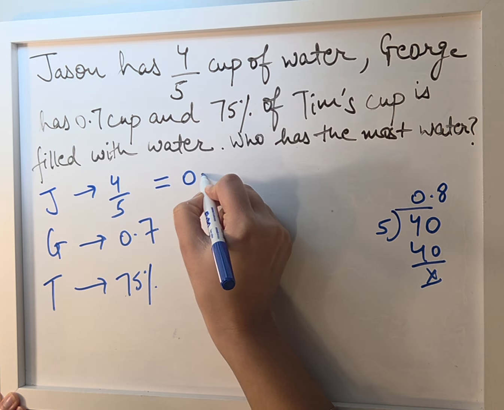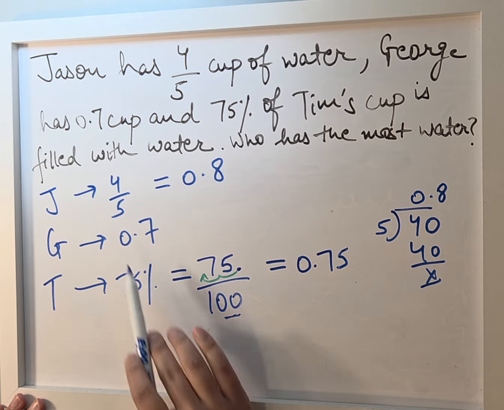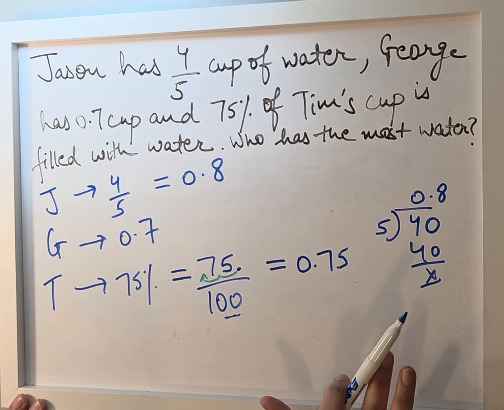So if we are dividing by 100, it has two zeros, so the decimal moves 2 places. The decimal for the whole number is always at the end. Okay, so because we are dividing by 100, the decimal will move 2 places to the front, so it will give us 0.75. Now all of them are in one single format, that is decimal.